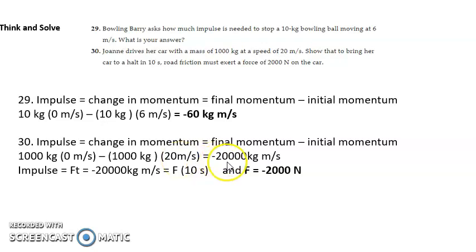And that gives us a momentum change of negative 20,000 kilogram meter per second. This is also our impulse. So we then use the formula impulse is average force times time, and our value becomes negative 20,000 kilogram meter per second equals the average force times 10 seconds. We can then calculate for the average force as negative 2,000 newtons.